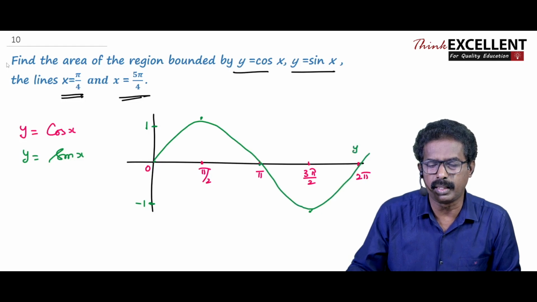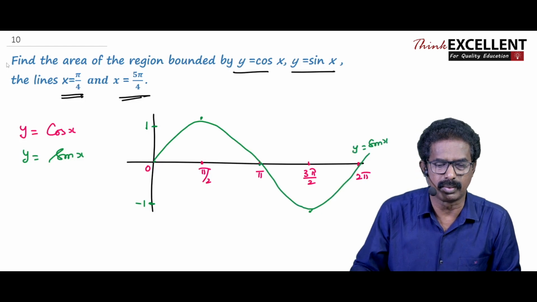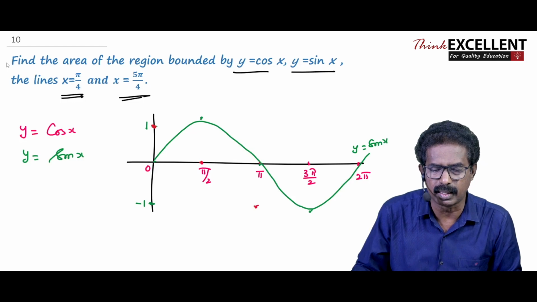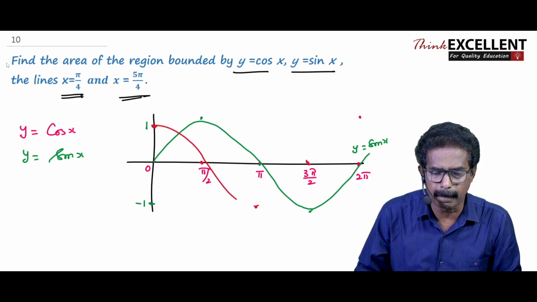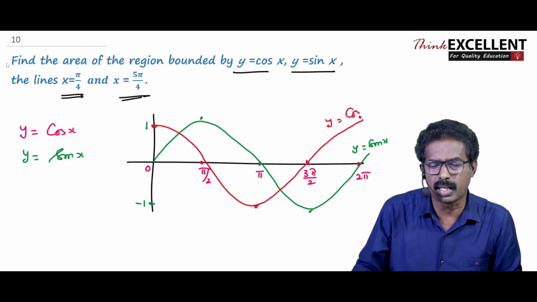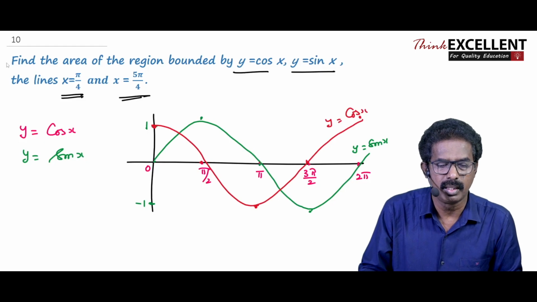This is y equal to sin x, the green curve. Now the cosine curve. cos 0 is 1, cos 90 is 0, cos pi is minus 1, then 0, then it goes like this. So the curve will be like this. So this is y equal to cos x, the red one.